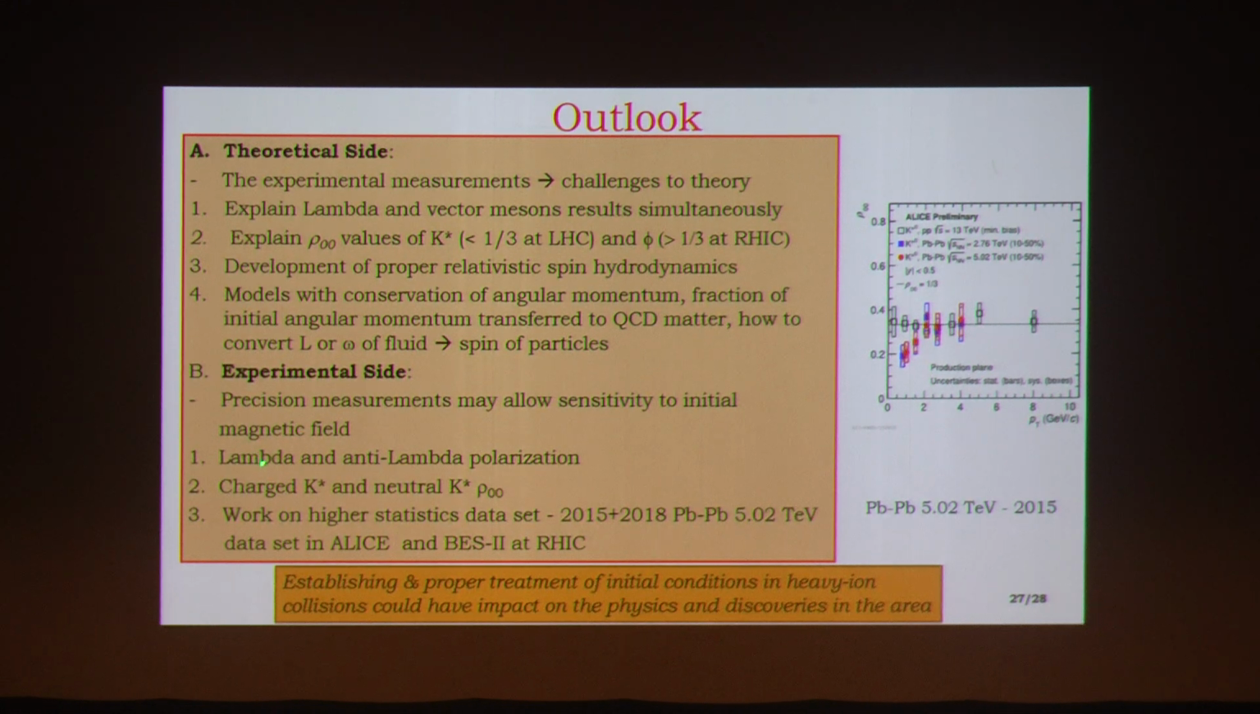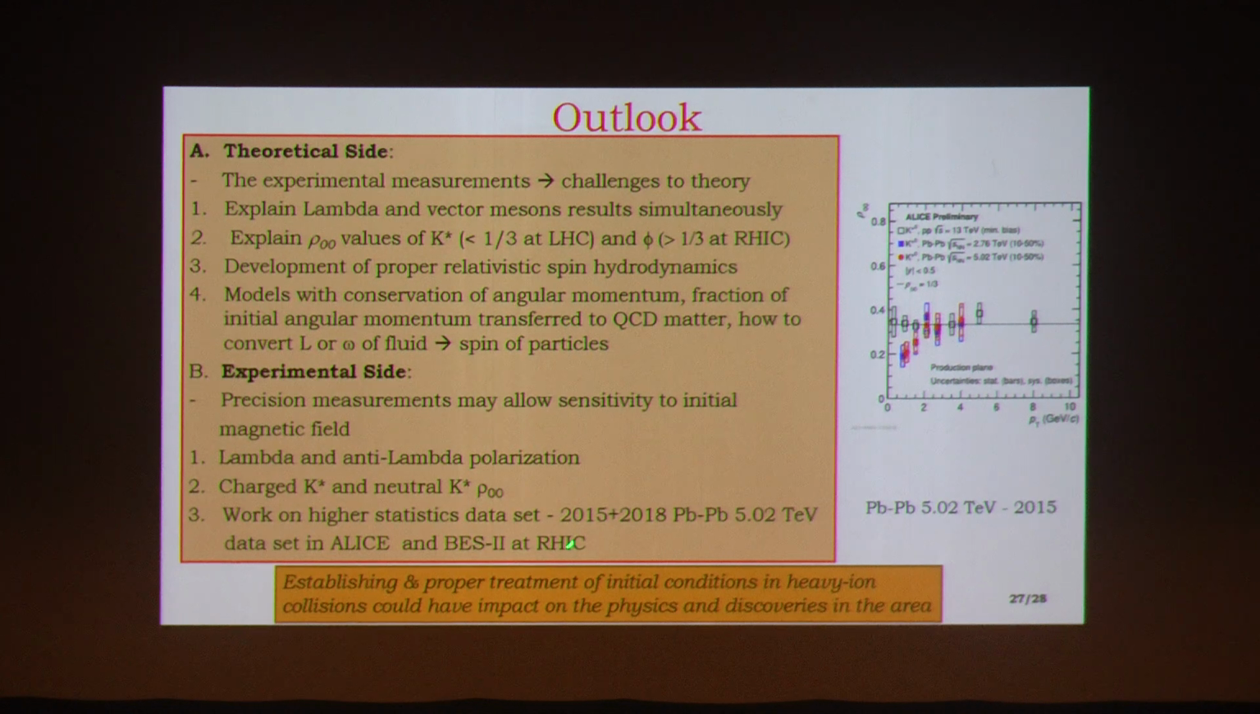It's important to look at lambda and anti-lambda polarization separately. So too for charged K-star and neutral K-star. For example, their magnetic moments differ by some factors, which makes them maybe sensitive to the initial magnetic field.